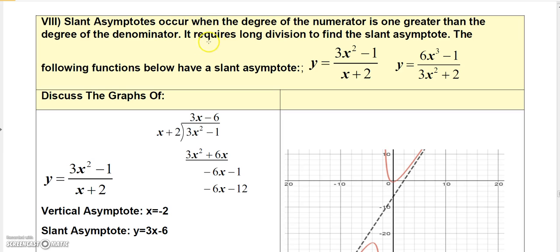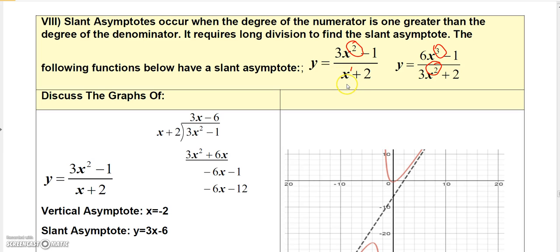You only have a slant asymptote when the degree of the numerator is 1 greater than the degree of the denominator for rational functions. So on this function you would have a slant asymptote, and also on this function here the degree of the numerator is 1 greater than the degree of the denominator. Now you could have a vertical asymptote and a slant asymptote, like this first function, you'll see that I'm going to have both.